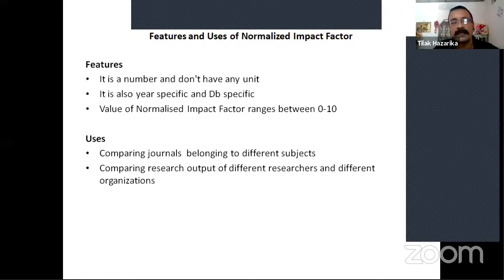Simply by looking at the figure, a 10 or a 2, we cannot say that 10 is higher than 2 or like that. We have to go for normalization. Otherwise, our very assumption and basic notion of comparing the research profiles of two researchers from different disciplines will be erroneous. To avoid this problem, the normalized impact factor has been introduced.